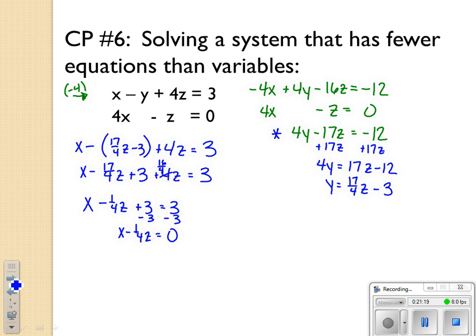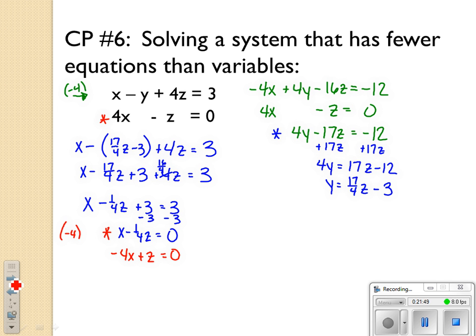Now, this new equation and this one have just x's and z's in them. So I'm going to use my elimination method, and I'm going to get rid of one of them. I'm going to get rid of my x's again. I'm going to multiply through here by a negative 4. So negative 4 times this line, negative 4x plus z equals 0.